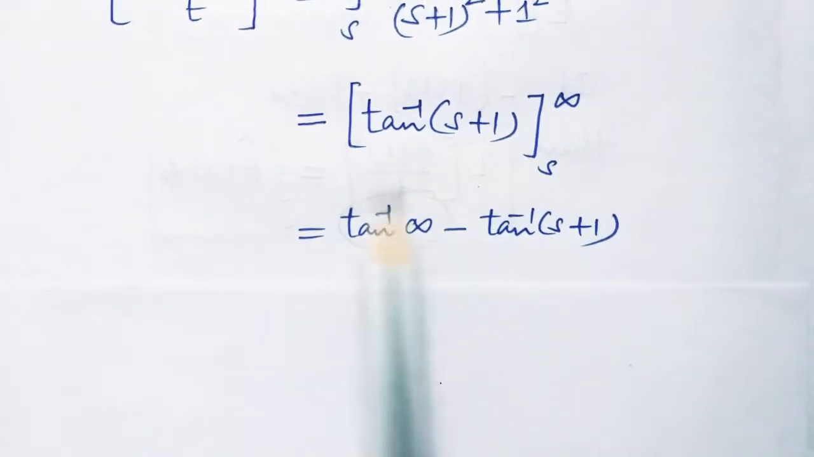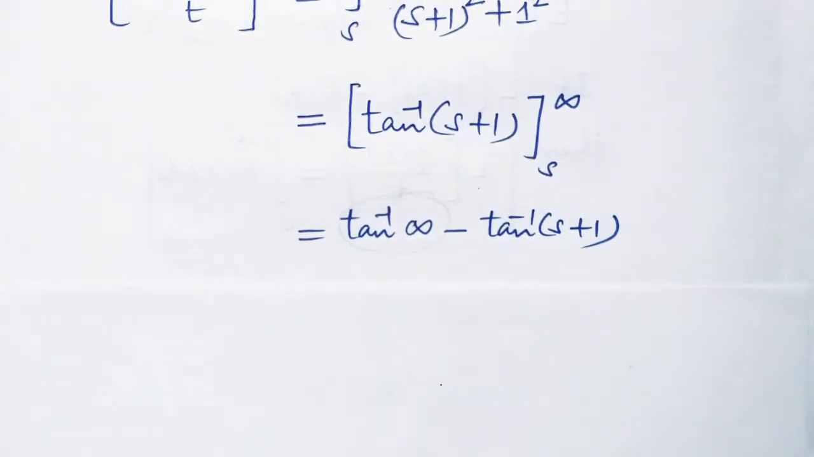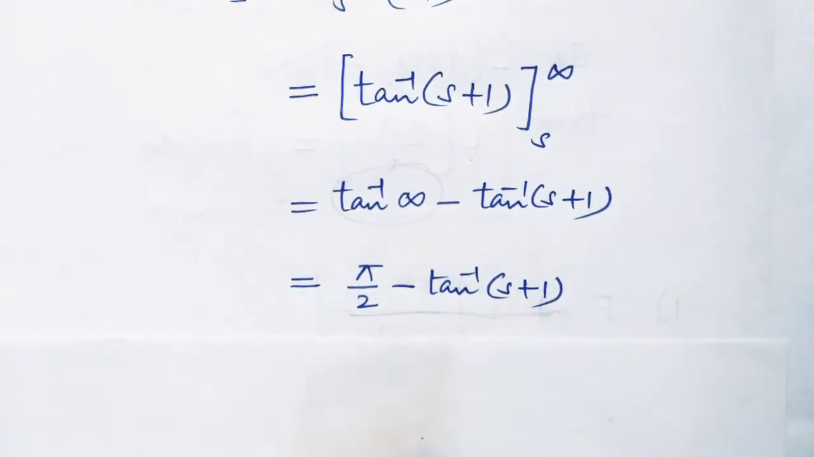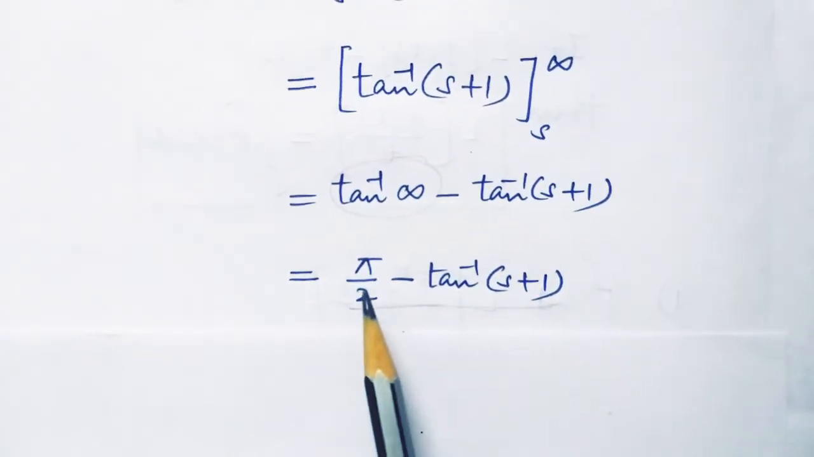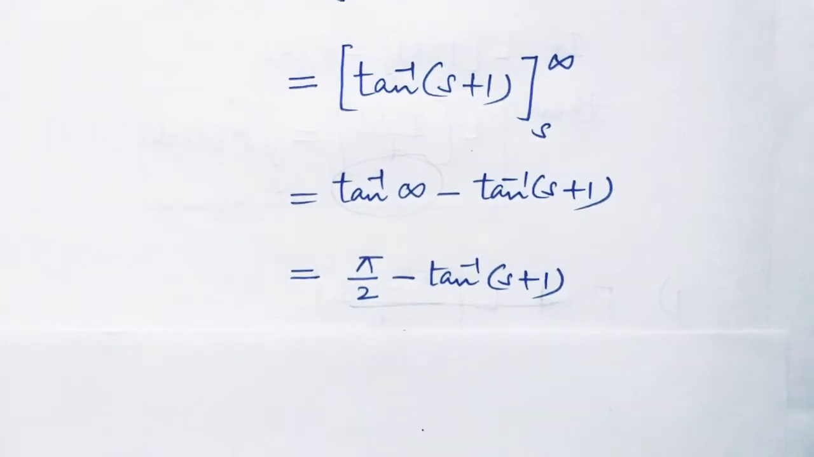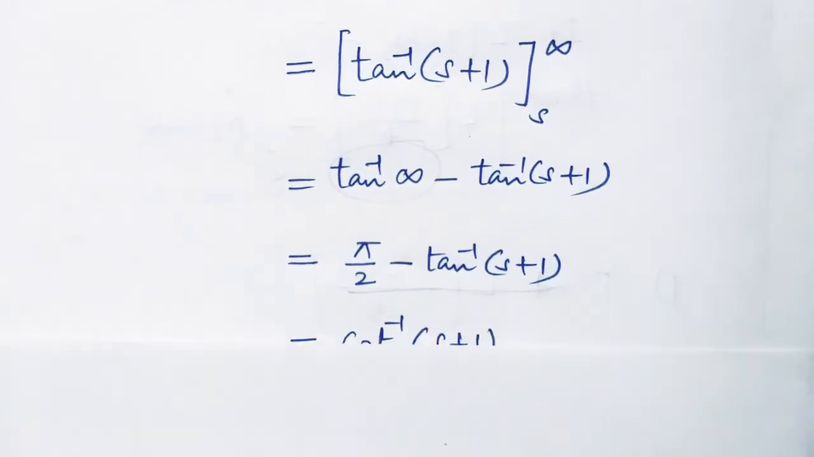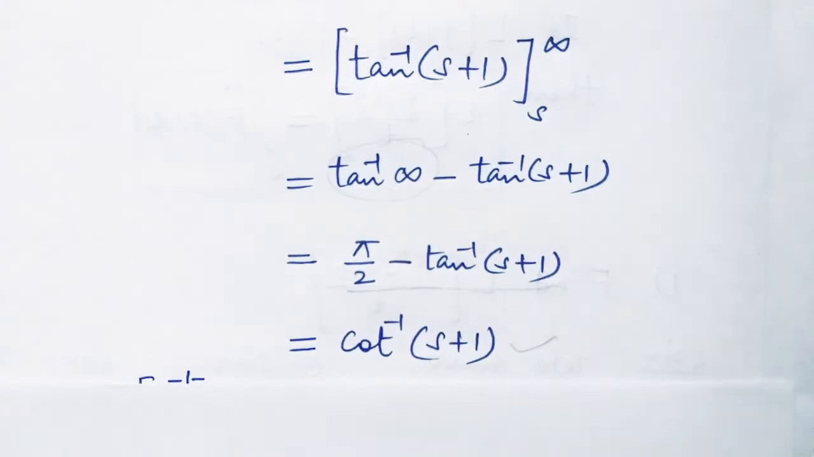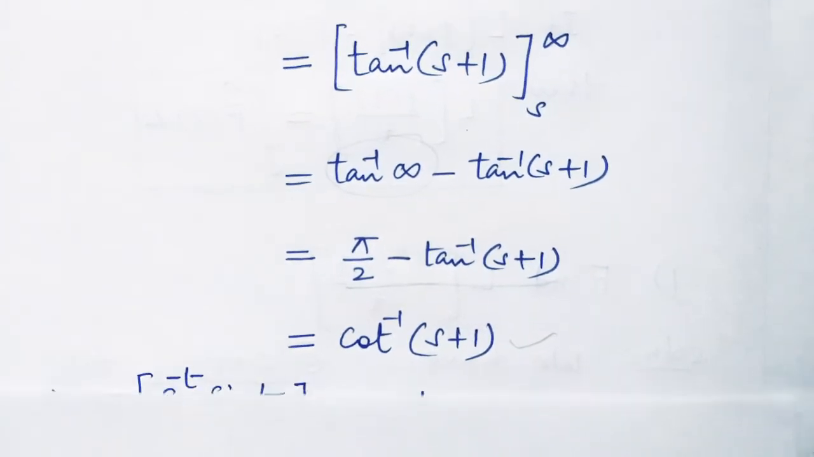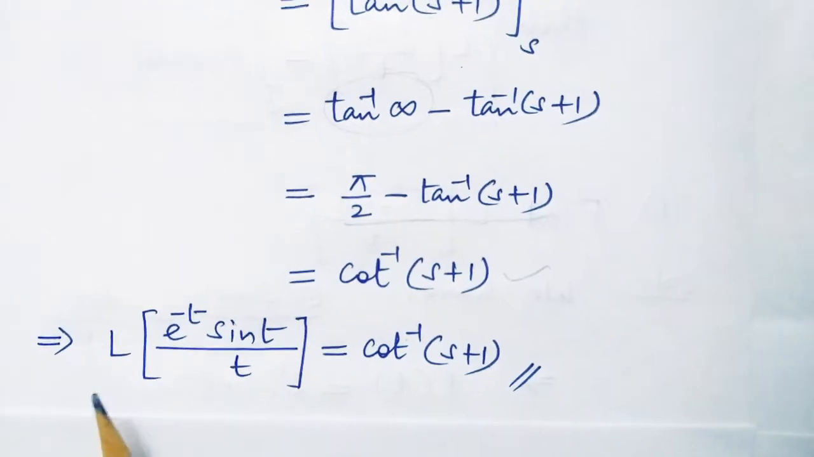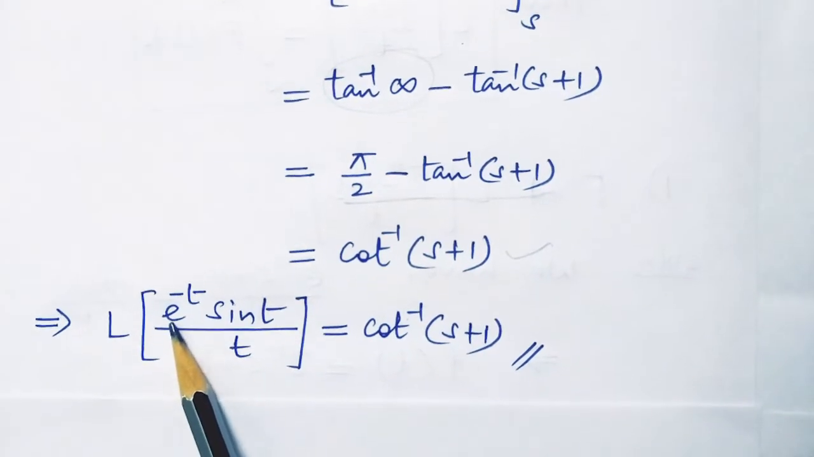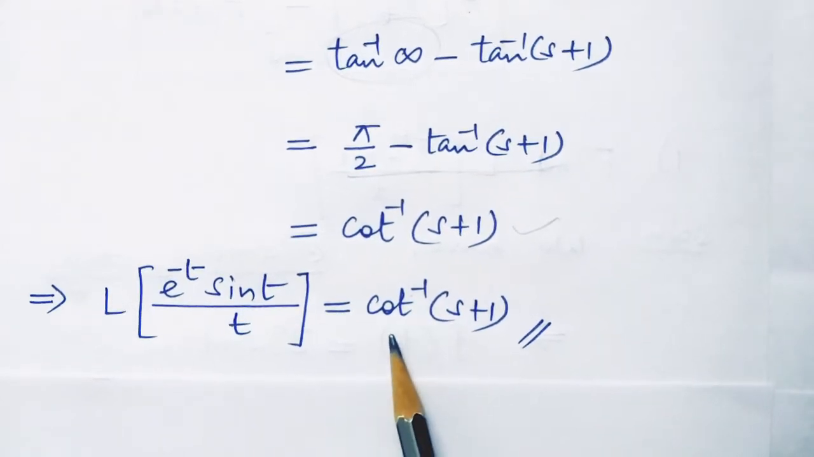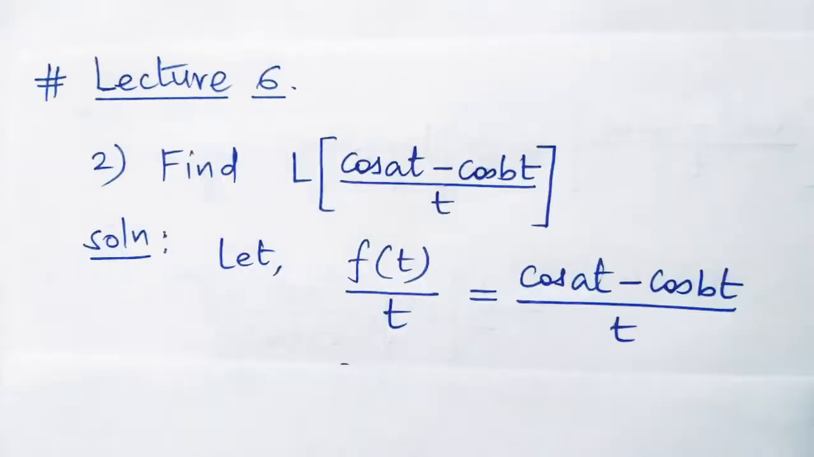And we know that the value of tan inverse of infinity is pi by 2, minus tan inverse of s plus 1. And further, pi by 2 minus tan inverse of s plus 1 can be straightaway replaced by cot inverse of s plus 1. So the final function is cot inverse of s plus 1. So the result is the Laplace transform of e to the power of minus t sine of t divided by t is equal to cot inverse of s plus 1.